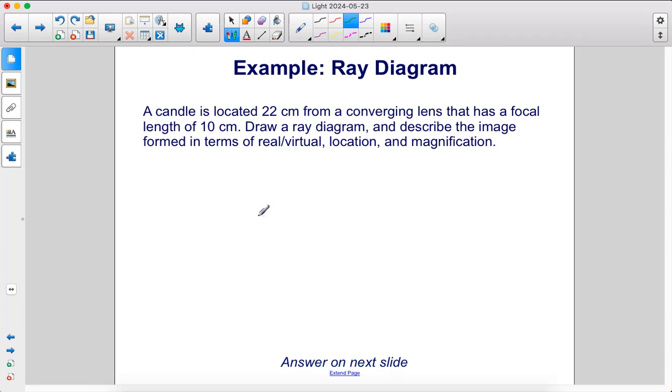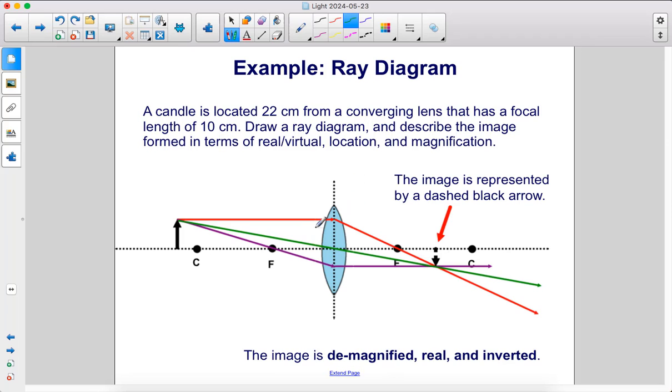A candle is located 22 centimeters away from a converging lens that has a focal length of 10 centimeters. Draw a ray diagram and describe the image formed in terms of real or virtual, its location and magnification. All right, so we draw our object back here. See how 10 centimeters is the focal length. C, the center of curvature, is always twice the focal length. But our candle is located 22 centimeters away from the lens, which means it's a little bit out here. It's beyond the center of curvature.